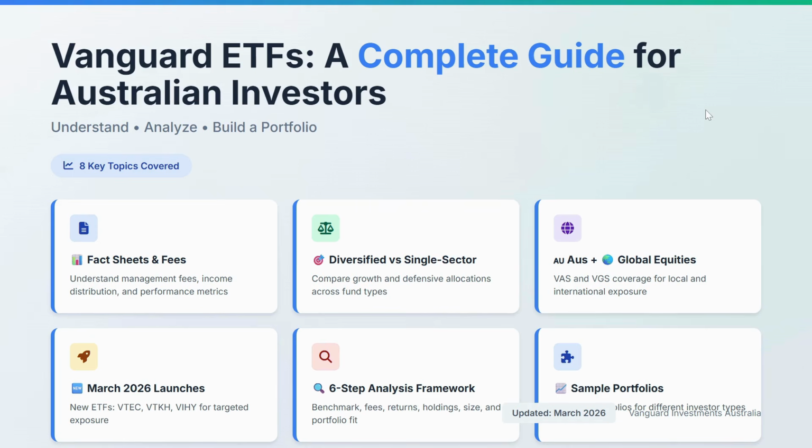Vanguard ETFs, complete guide for Australian investors. Vanguard is one of the most trusted names in low-cost investing, but with over 20 ETFs on the ASX, knowing where to start can be overwhelming. In the next 9 minutes, I'll show you exactly how to read a Vanguard fact sheet, the difference between all-in-one and single-sector funds, what's new for March 2026, and a 6-step framework you can use to analyze any Vanguard ETF.